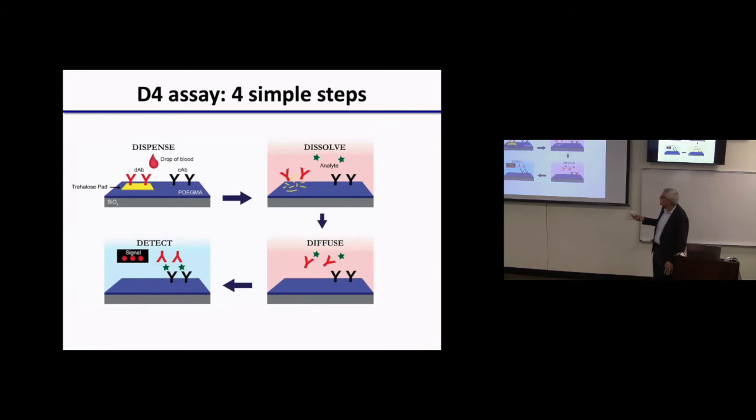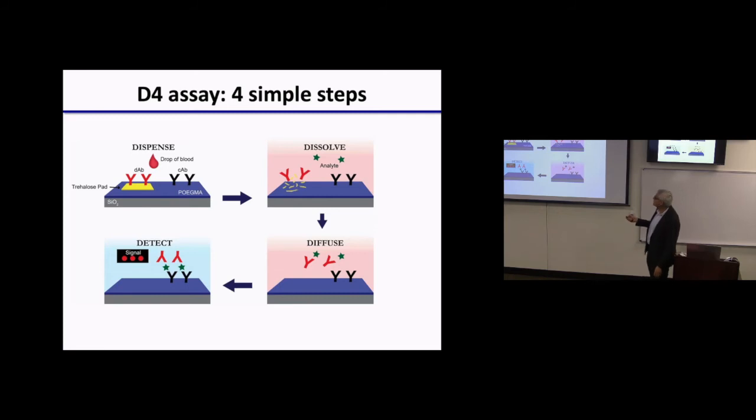We now do it slightly differently, where we first grow the polymer brush. You're looking at it in cross section. This would be a spot of capture antibody. Then we do a line scan of trehalose at high concentration to make a pad. We print a pad of trehalose, and then we go back and print the detection antibodies on the trehalose pad. We do it all with the inkjet printer.